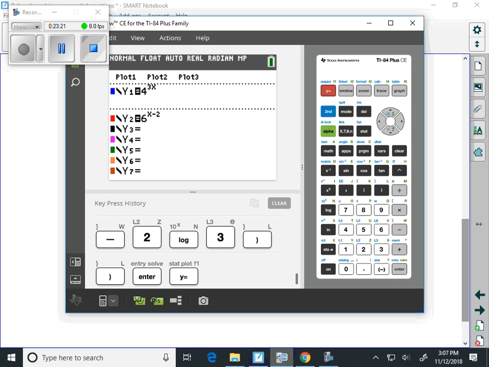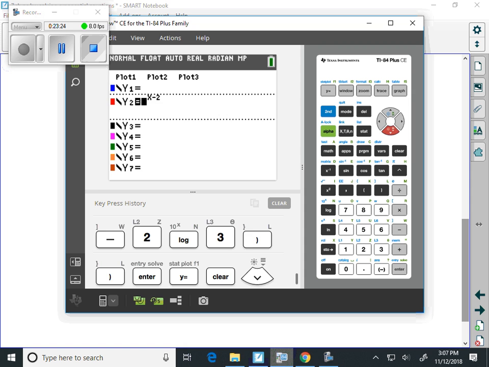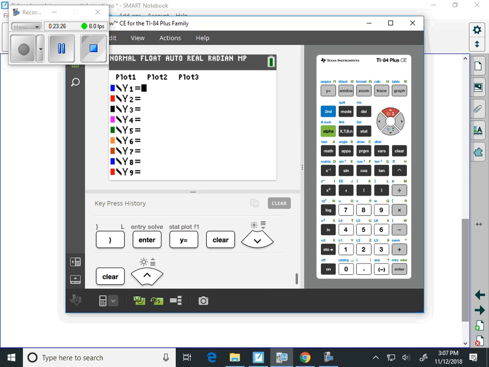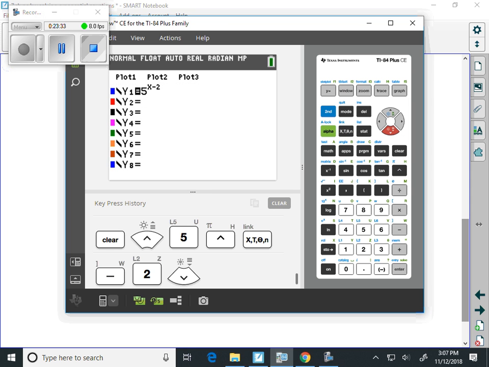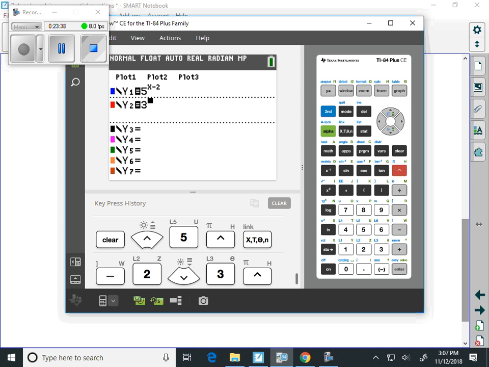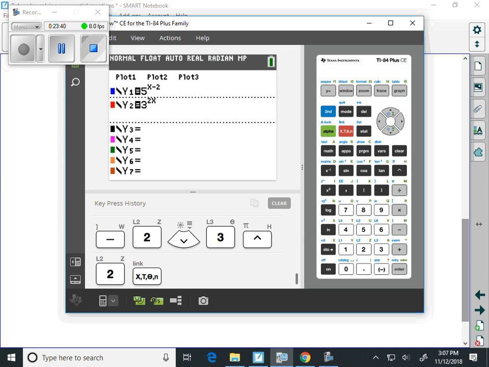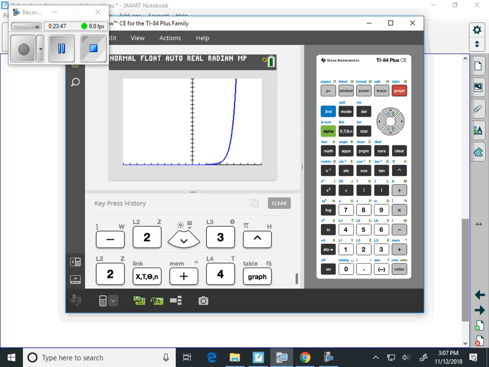Go to y equals. If I leave the same values in that I had for my first value here, but if we type in 5 to the x minus 2 and 3 to the 2x plus 4, in the graph. Oh good, we can still see them. That's good news. I'm going to do the same thing that I did last time.